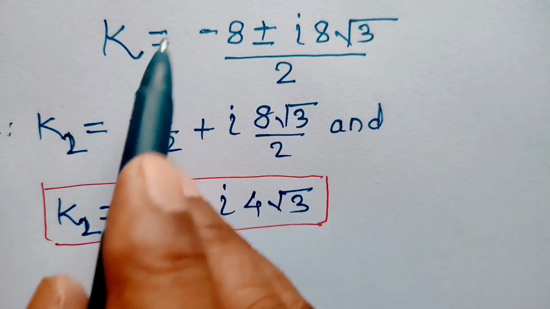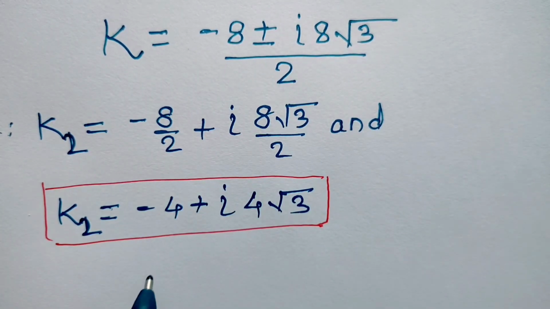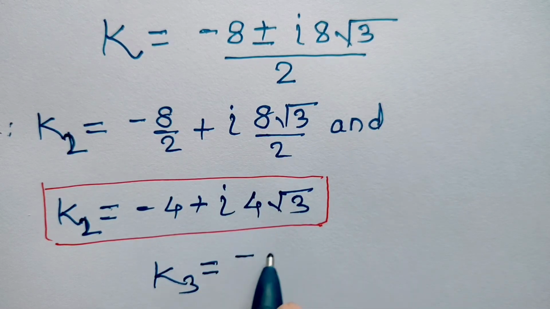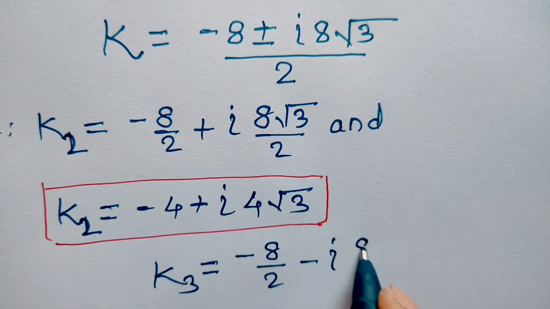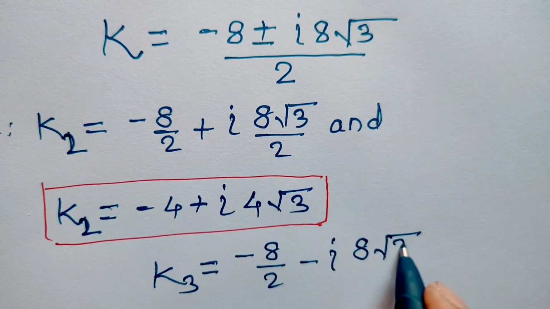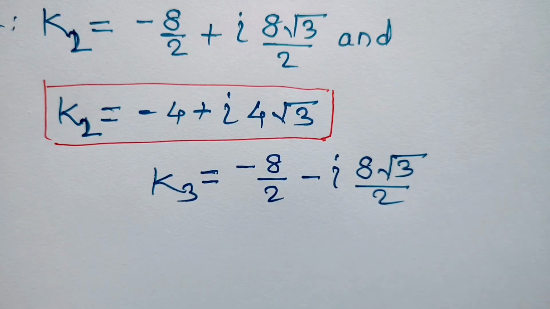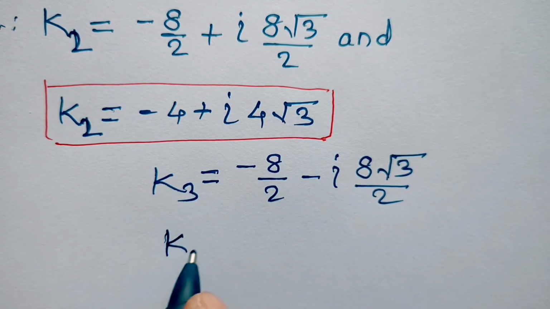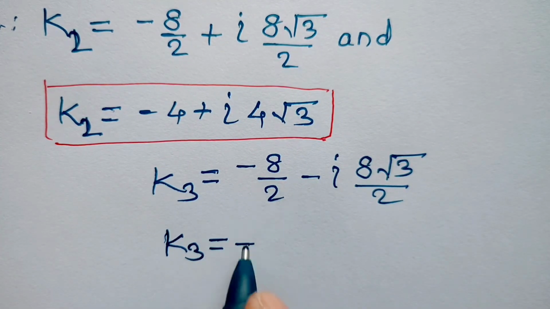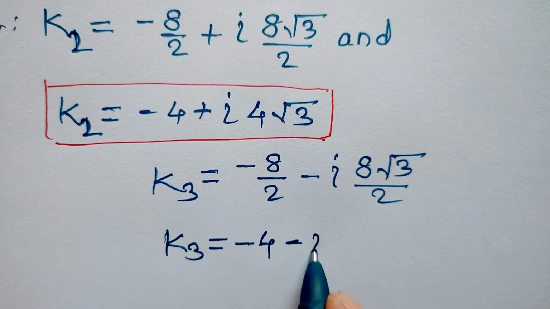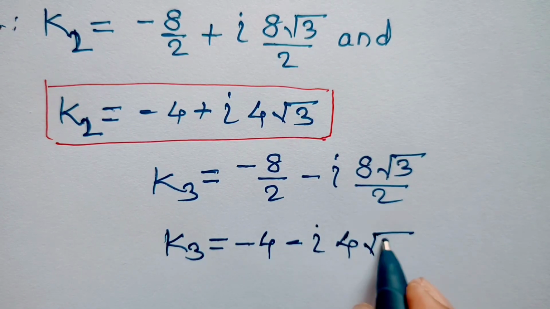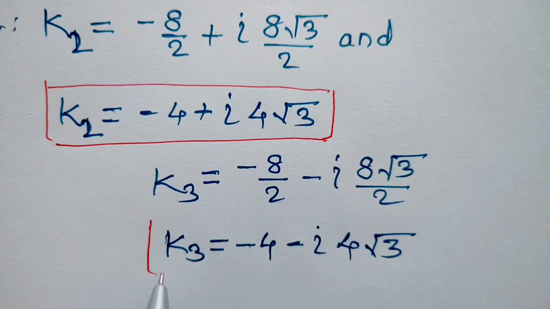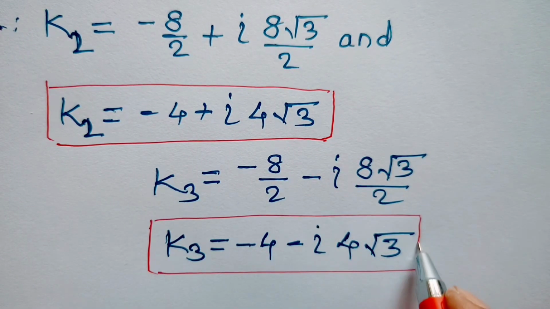Let us find the third root from this value. k3 is equal to minus 8 upon 2 minus i into 8 root 3 upon 2, and this is equal to minus 4 minus i into 4 root 3. This is the third root of the given equation.